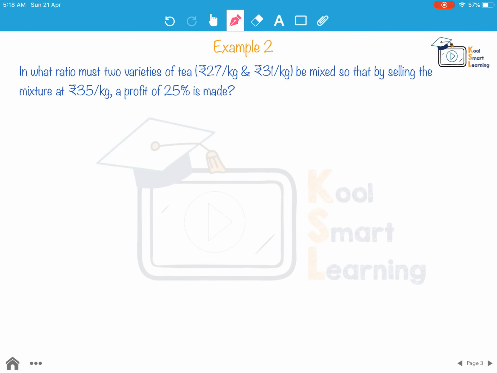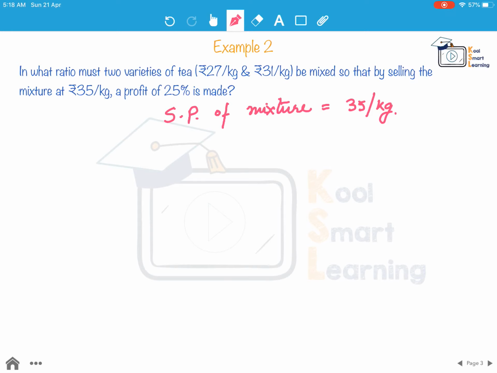So moving on to the second example, in what ratio must two varieties of tea, one being 27 rupees per kg and the other being 31 rupees per kg, be mixed so that by selling the mixture at rupees 35 per kg, a profit of 25% is made? So we are saying that the selling price of the mixture is 35 per kg.